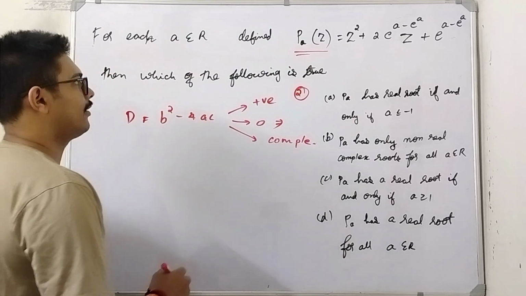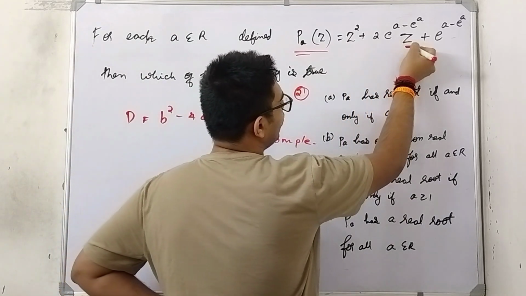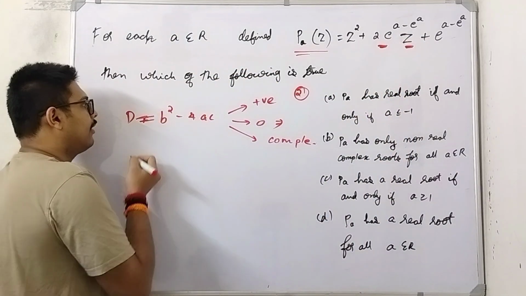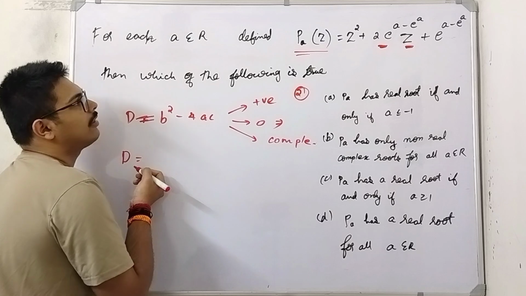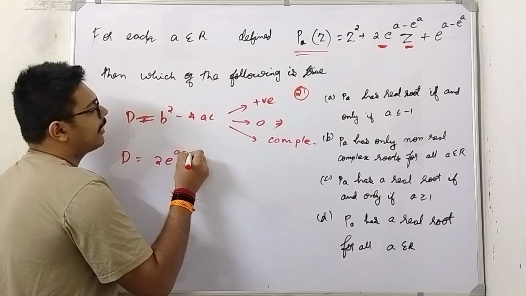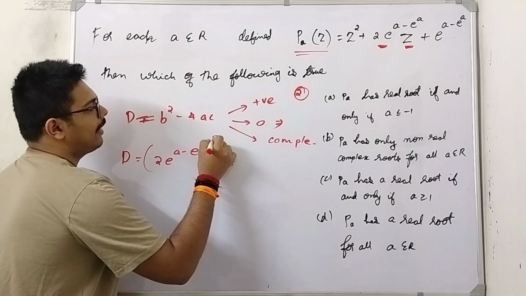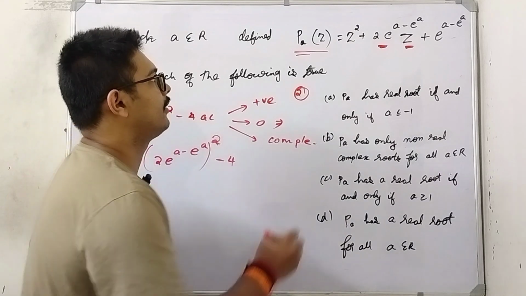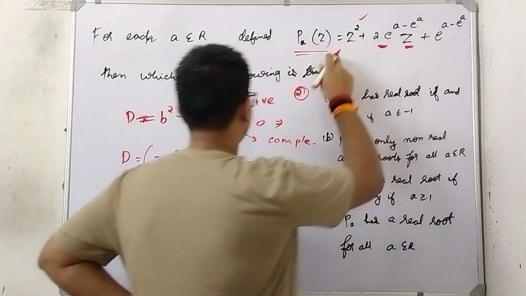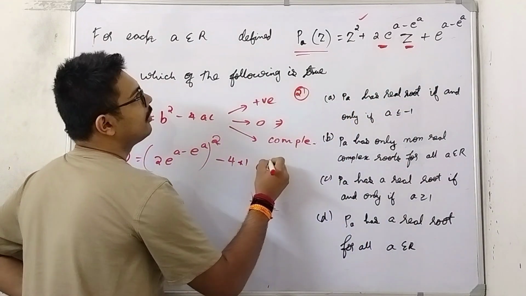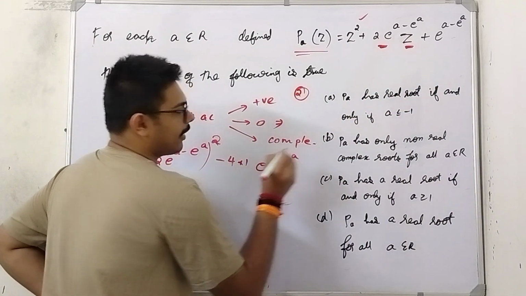B square minus 4ac, what is b square? B is the coefficient of the linear term, so d equals b square, which is 2e raised to a minus e raised to minus a, the whole square, minus 4 into a value, which is the coefficient of the second degree term, equal to 1 here, and c value is the constant term, which is e raised to a minus e raised to minus a.